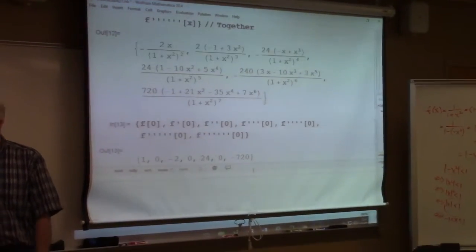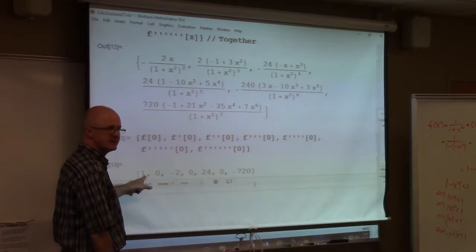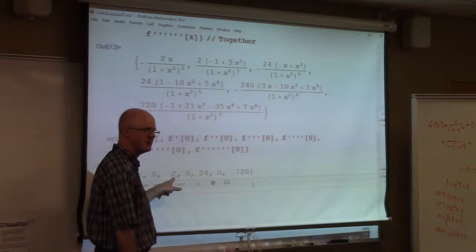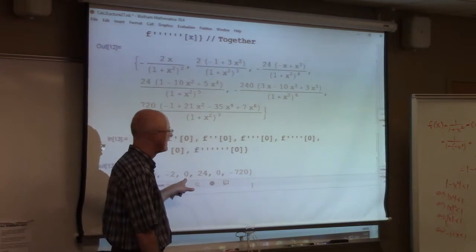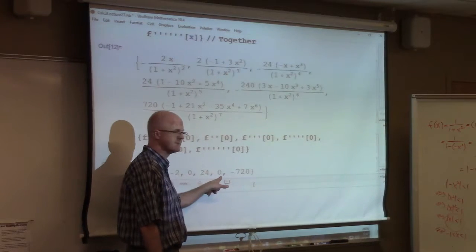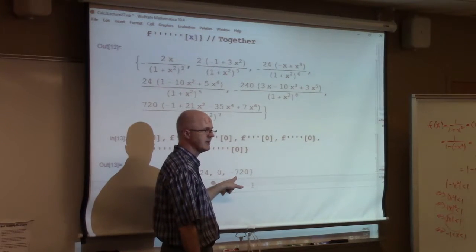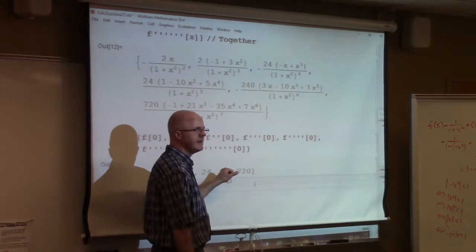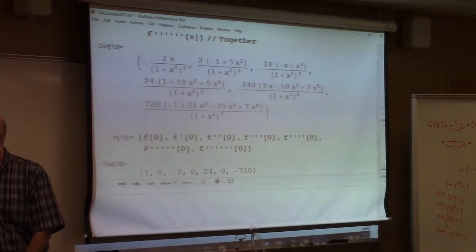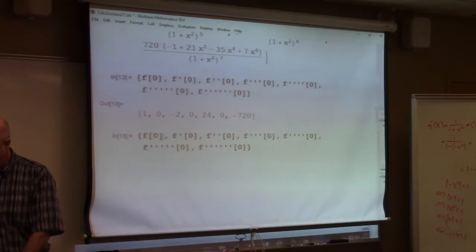Here's what we get. F of 0 is 1, f prime of 0 is 0, f double prime of 0 is -2, f triple prime of 0 is 0. The fourth derivative of f at 0 is 24, the fifth is 0, and the sixth derivative of f at 0 is -720. If I now divide these all by the appropriate factorials, I get the coefficients for the Taylor series.